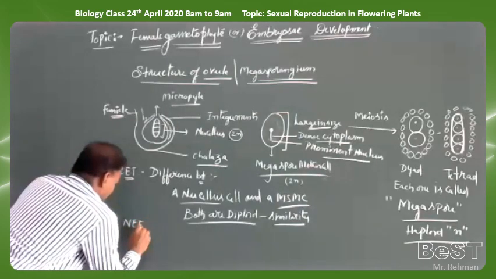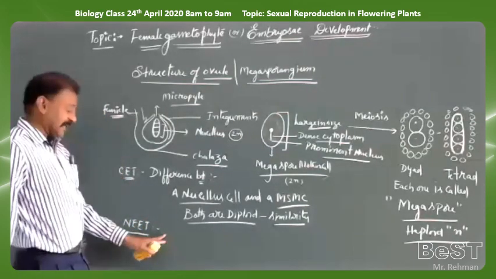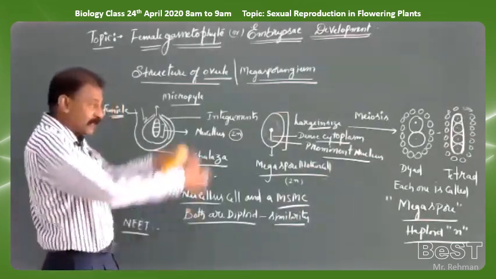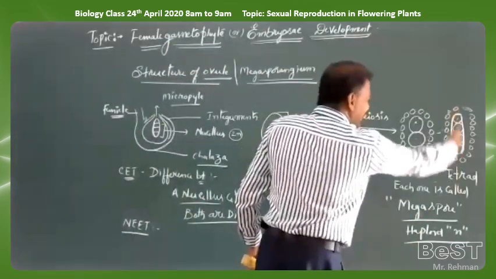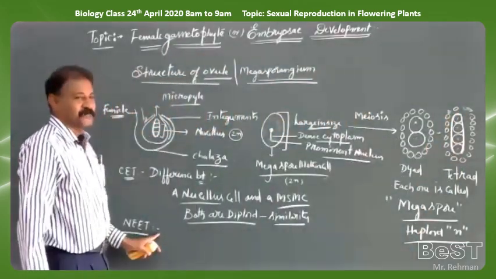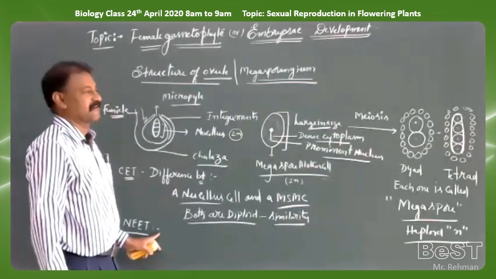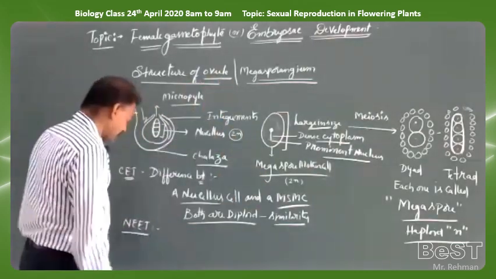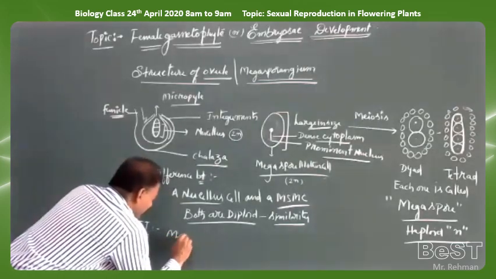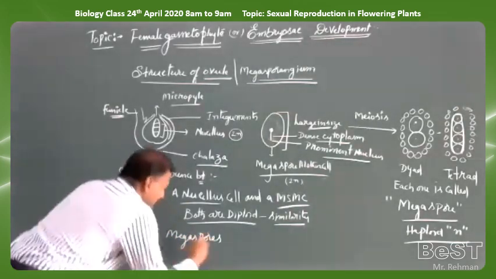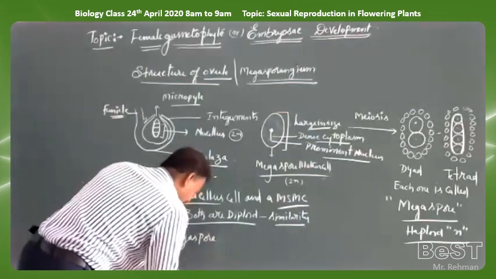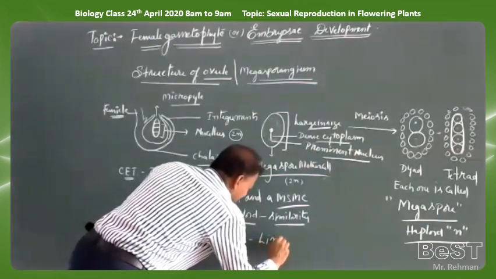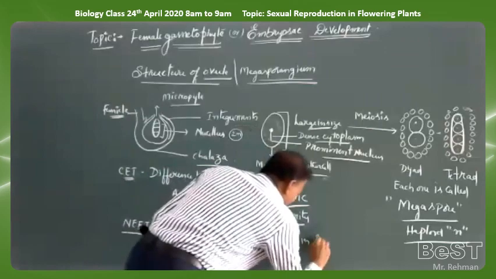NEET question. Generally, after meiosis, the megaspores are arranged in the ovule in a linear order, in a line. What is the shape of the tetrad of megaspores? The megaspore tetrad has a linear shape. All the 4 cells are megaspores, the megaspore tetrad, linear in shape.